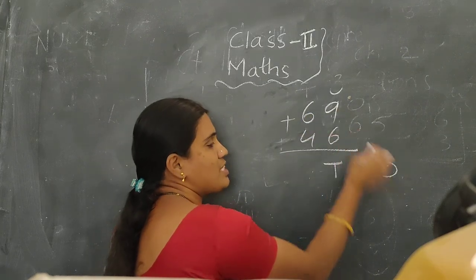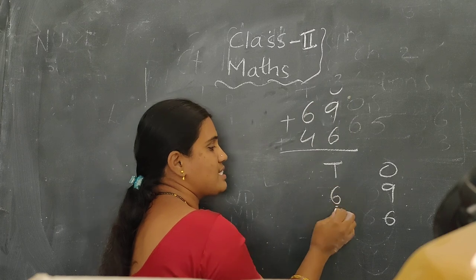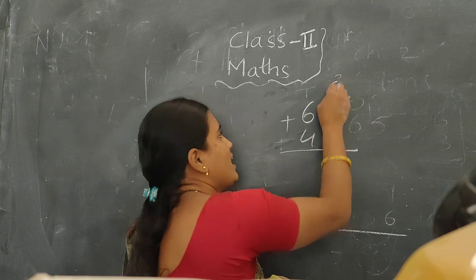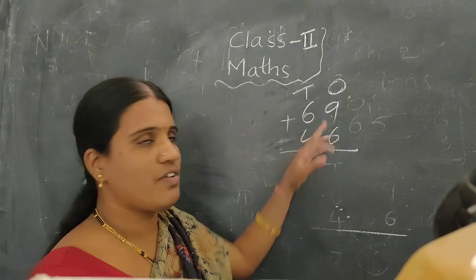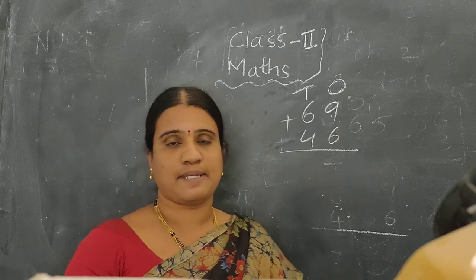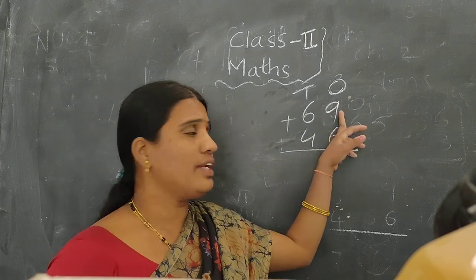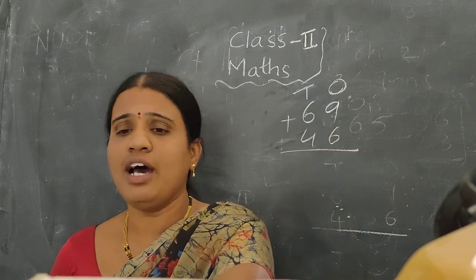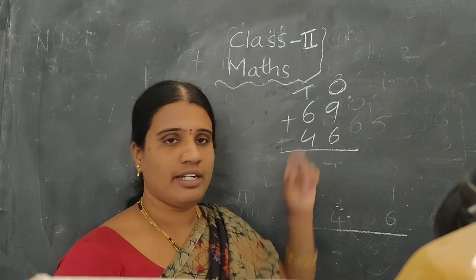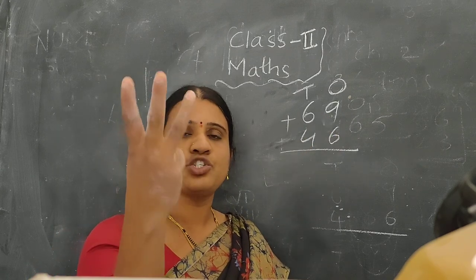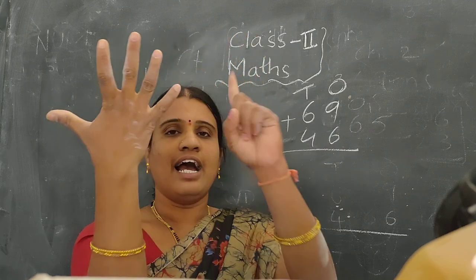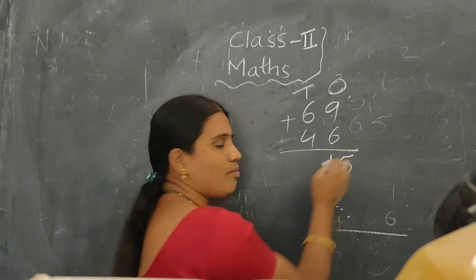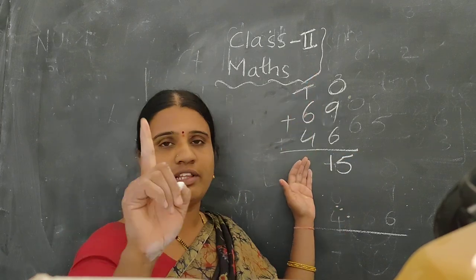Tens place 9, 6, tens place 6 and 4. Like this you have to write and do the dot. So in the ones place, first you have to count 9 and 6. After 9 you have to count the 6 numbers: 9, 10, 11, 12, 13, 14 and 15. So how much will come here? 15. But in the ones place we have to write only one digit, no?